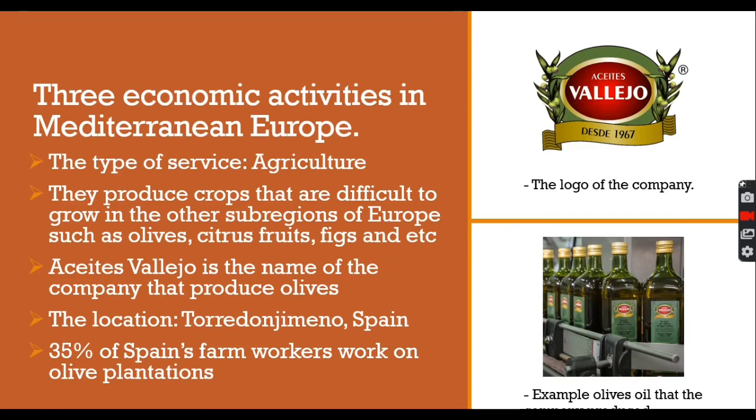and many more. So, Spain is famous for producing olives. Aceites Vallejo is the name of the company that produces olive oil. The company is located in Torre don Jimeno, Spain. About 35% of Spain's farm workers work on the olive plantations. Okay, so this is the Aceites Vallejo company logo and some examples of olive oil that the company produces.